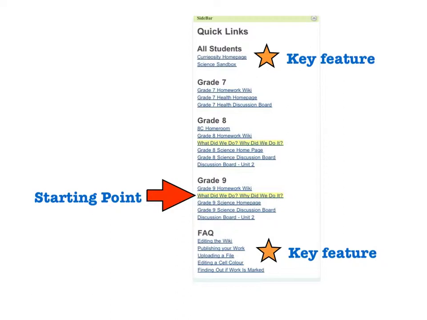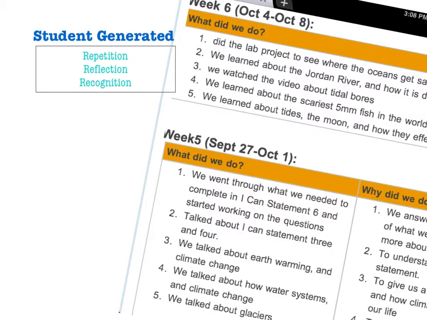The starting point is what we do and why we did it in grade 9. So let's move on to there. What we did and why we did it was a student-generated project where each week they were expected to go in and collaborate much like they would on a wiki, adding their thoughts to what the course over the week was about. Generally speaking, we had 5 different periods, so there can be anywhere between 1, 2, 3, 4, 5, 6, 7, 8. You know how science goes. There can be a lot of topics covered in 1 week.